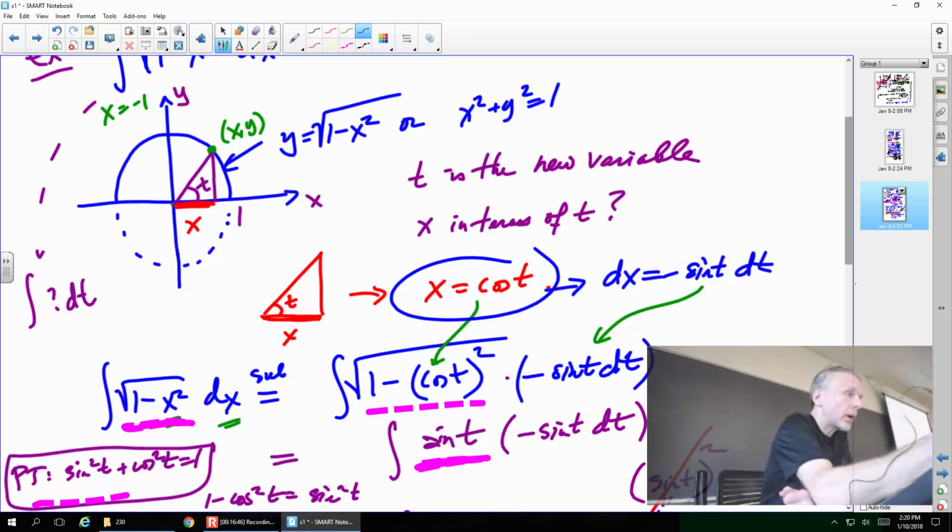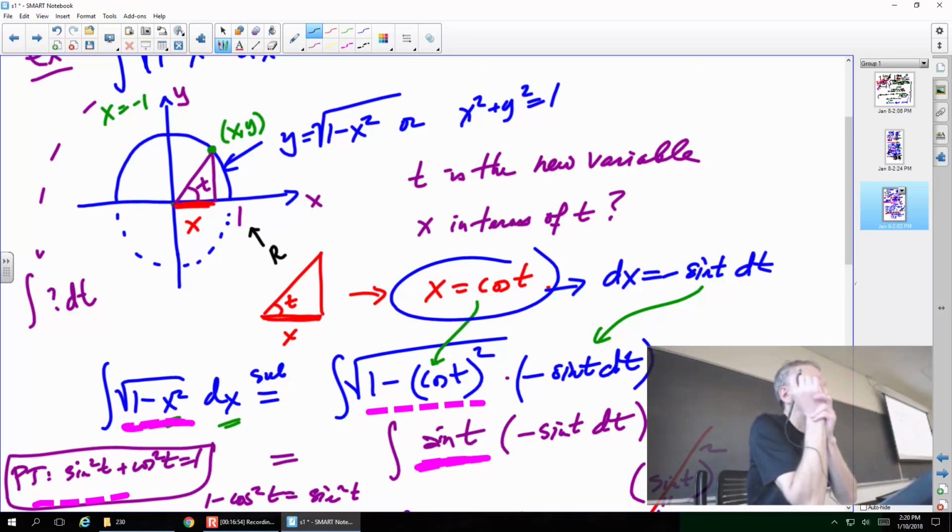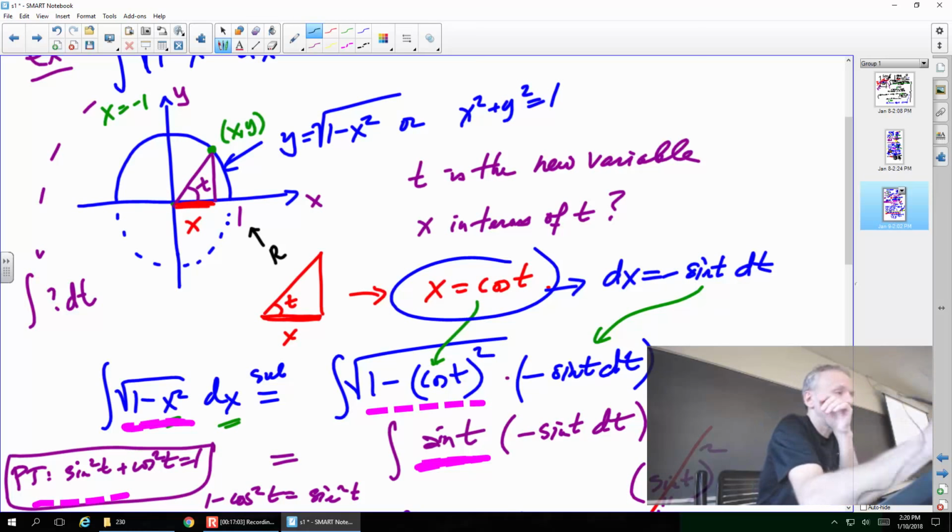So instead of 1 over here, it is r. What difference does it make? Y equals square root of r squared minus x squared. Yeah, r squared, that's right. So instead of 1, I would have r squared there.